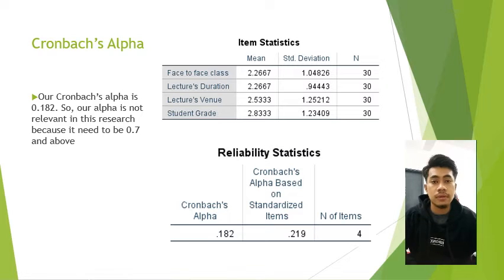Next is standard deviation. Standard deviation for the face-to-face class is 1.04826. Next is lecture duration, 0.9443. Lecture venue, 1.25121. Lastly is student grade, 1.23409. Next, reliability statistic. Our Cronbach's alpha is 0.182. So our alpha is not acceptable in the research because it needs to be 0.7 and above.